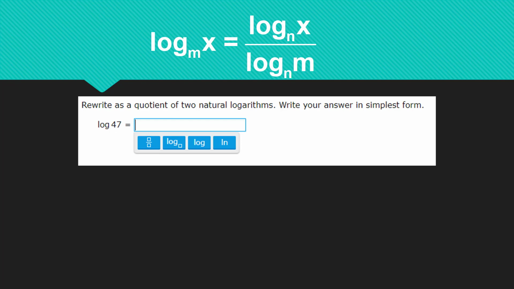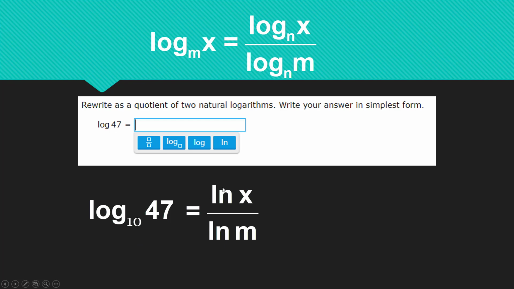Okay. So if I want to rewrite log 47 as the natural log, it's already log base 10 of 47, right? This is the common log because no base is indicated.